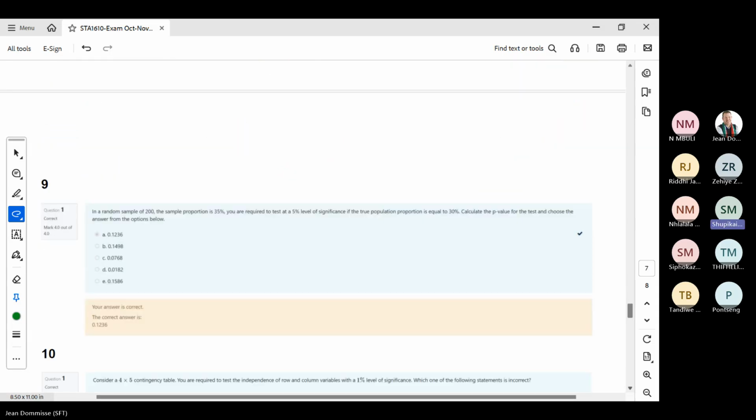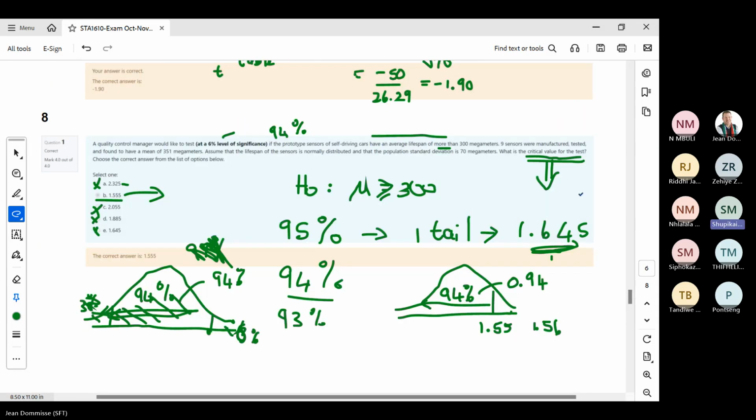Sorry, sir. On this 95%, which table are we using? Where we got 1.645? So that is in the study guide. Does anybody have a page reference for that table? It is page 158. There's a nice table there on one tail, two tail, 90, 95, and 99%.